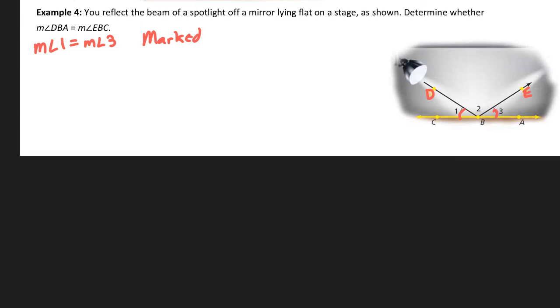Now the next thing I can look at is we are talking about DBA and EBC. So looking at DBA, I'm going to trace that angle for a moment. DBA is the result of adding together angles 2 and 3. So I'm going to say the measure of DBA equals the measure of angle 2 plus the measure of angle 3. And that goes kind of back to Unit 1. That's that angle addition rule. That's the justification. So we know that that angle is the result of adding together angles 2 and 3.